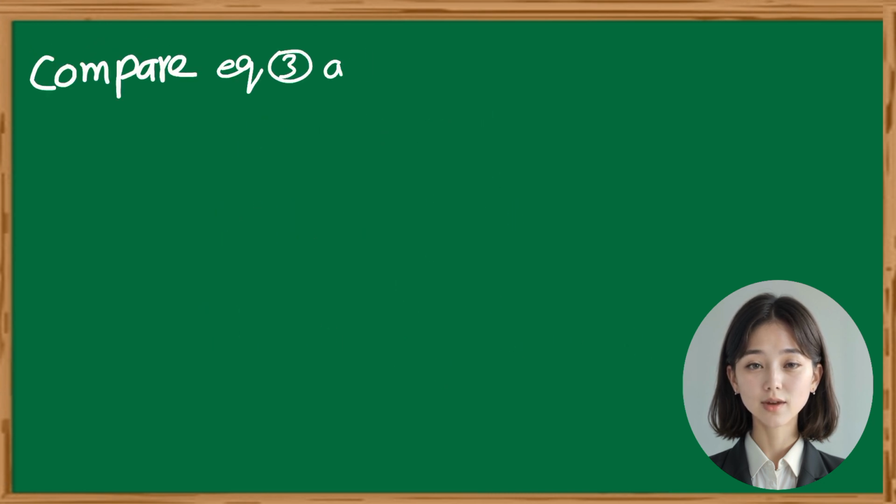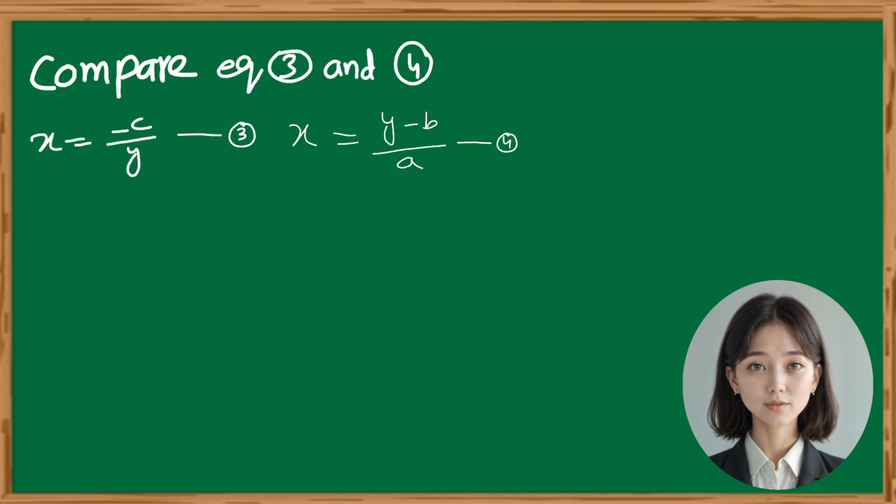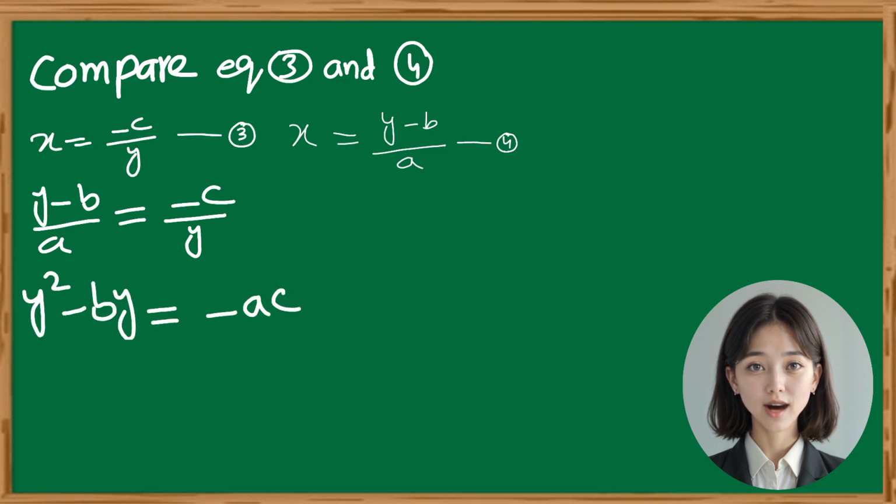Step 6. Equate equations 3 and 4. Now that we have equation 3 and equation 4, let's set them equal to each other. (y - b)/a = -c/y. Step 7. Cross multiply. To clear the fractions, cross multiply, giving us y² - by = -ac. Next, move -ac to the left side, which gives us y² - by + ac = 0. Notice that this is a quadratic equation in terms of y, so we can solve it using the quadratic formula.